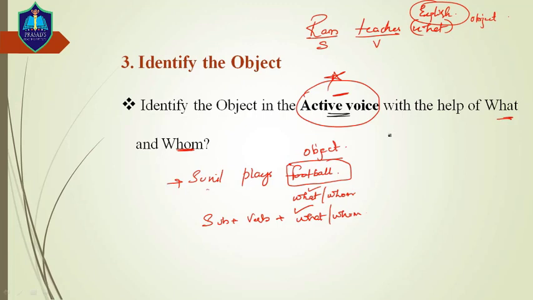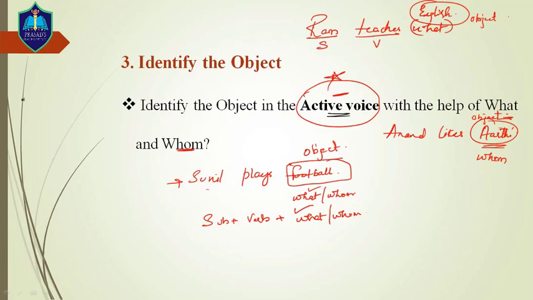One more example I am taking here. Anand likes Aarti. And here we cannot replace with what, right? Anand likes what? Anand likes Aarti? No, we cannot replace with what. But we can replace with whom. Anand likes whom? Anand likes Aarti. We can replace with whom, right? So Aarti is the object here. This is the first rule to identify the object.